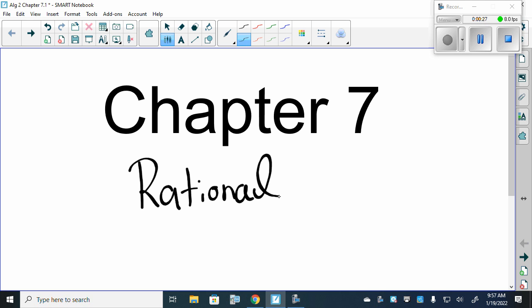Now, at the beginning of the year, all the way in August, we talked about rational numbers. And rational numbers are any number that can be written as a fraction. So rational functions and rational expressions are going to be functions and expressions that are written as a fraction. And more specifically, we're going to have variables in the bottom of the fraction. That's when we talked about polynomial functions, where we said if a variable is in the bottom of a fraction, it is not going to be a polynomial function because it's going to be classified as rational.